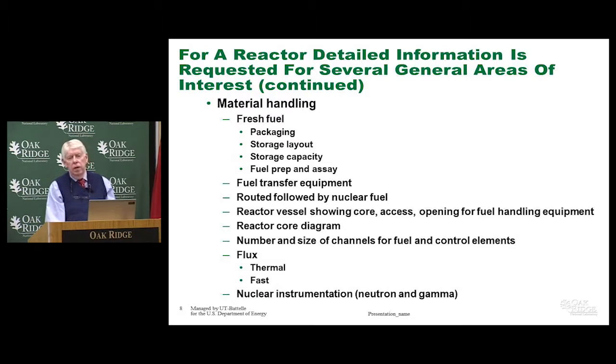Is the building within the reactor building? Is it a separate building? And if so, then follow the fuel through the process from how it gets from the entry site to the site, actually to the core, and then when it's exiting the core as irradiated fuel, where do you take it, and where does it finally end up?